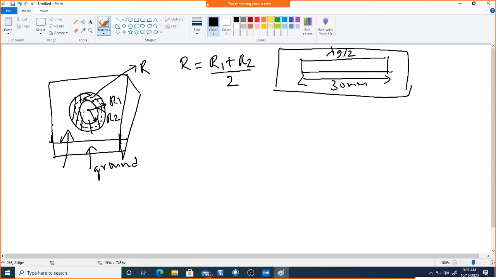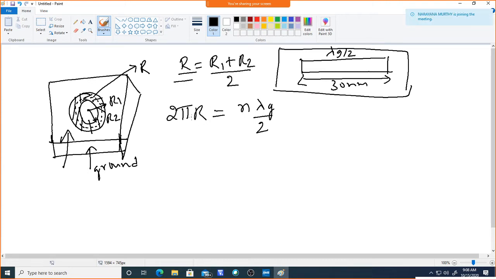Now, how do we find the resonance frequency of this microstrip ring resonator? For the mean radius, the circumference of the circle, since it is circular, is 2 pi R. If it is an integer multiple of lambda g by 2, that is half wavelength, then we can find the resonance frequency for this particular ring resonator.